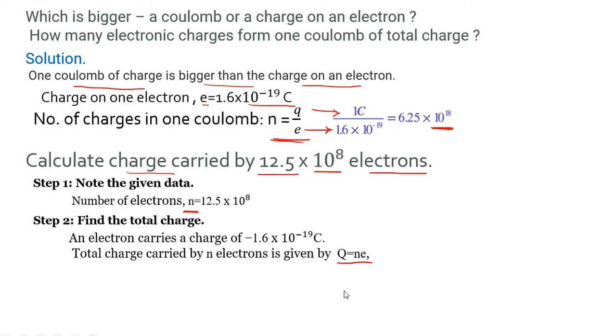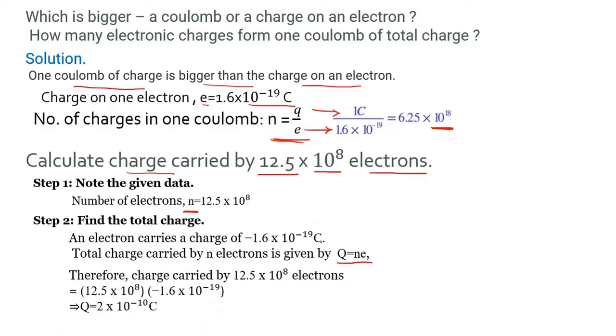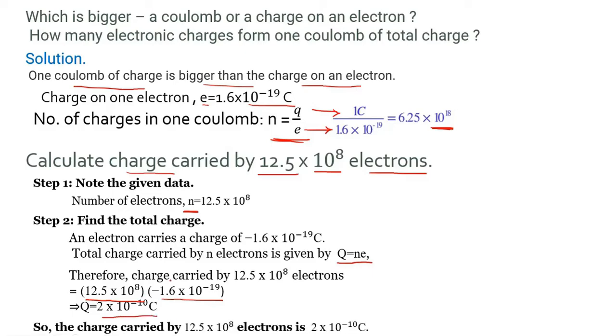Now the value of e is standard, which is 1.6 into 10 to the power minus 19 Coulomb. In this formula, we put the value of N, which is 12.5 into 10 to the power 8, as given, and the standard value of e, which by default is always 1.6 into 10 to the power minus 19 Coulomb. On solving this, we get Q equals 2 into 10 to the power minus 10 Coulomb. That means the charge carried by this many electrons will be 2 into 10 to the power minus 10 Coulomb. This is how you should present your answer in the given format, so that there is no chance of losing marks.